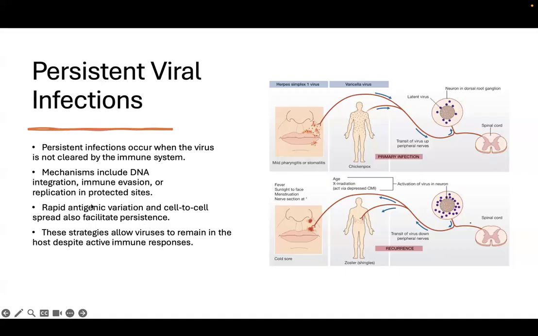Just as an example of other things that can happen between immune evasion: you can have rapid antigenic variation, which is a form of immune evasion. But also, some viruses spread cell to cell so quickly that it is very hard for our immune system to catch it.